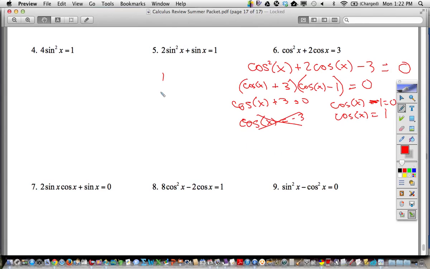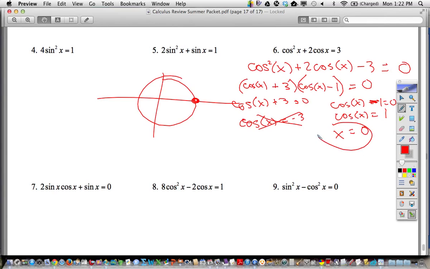Cosine x equals 1, so now we go back to the unit circle. Cosine is the x. Where does that equal 1? Only right there. So that would be at x equals 0 or 2 pi, but I think they told us not to include 2 pi in the direction. So just 0. So an angle of 0 would be the only one right there. Okay? All right, and then the last one I wanted to do is number 9.